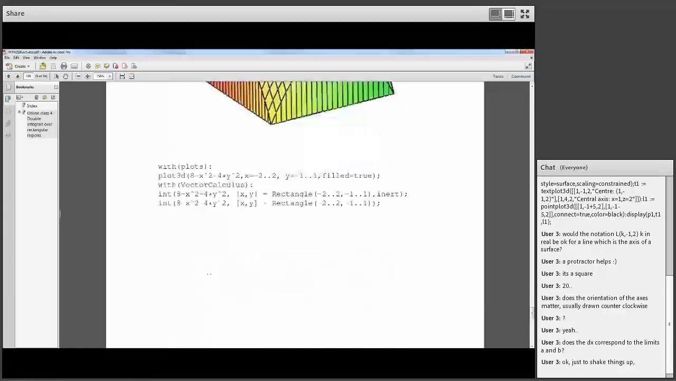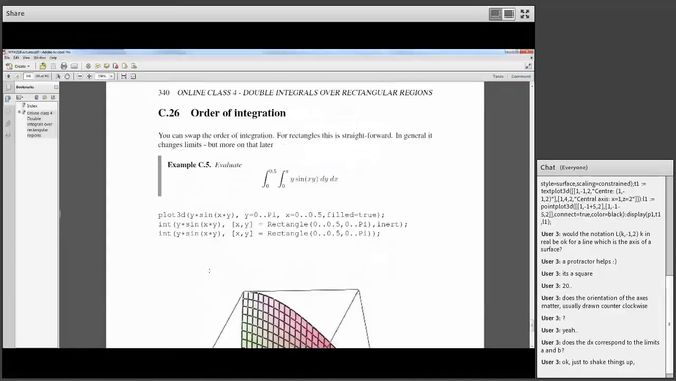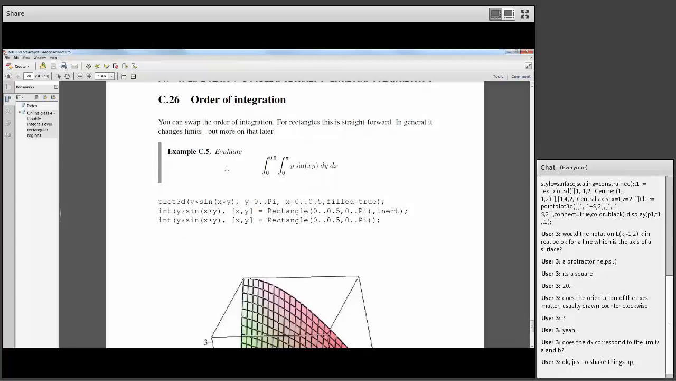Just a little tip: for rectangles, you can choose to integrate x first or y first. You can go either way, it doesn't really matter, and you can do it with very little modification to how you do things. When you swap the order of integration for other regions, it's a bit more complicated, which we'll come back to later. But certainly for rectangles, it's a good trick and sometimes really important to do.